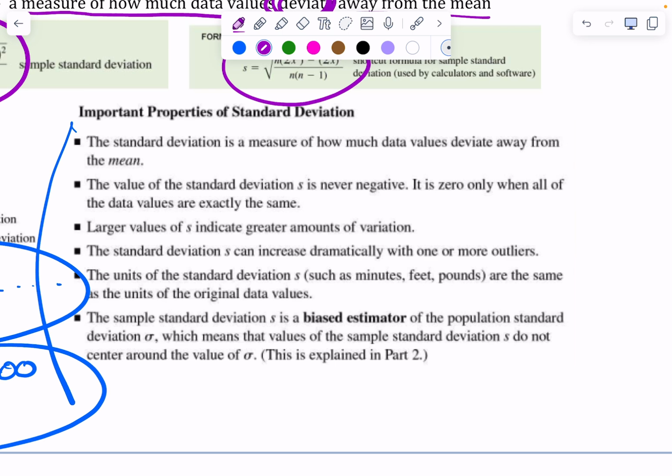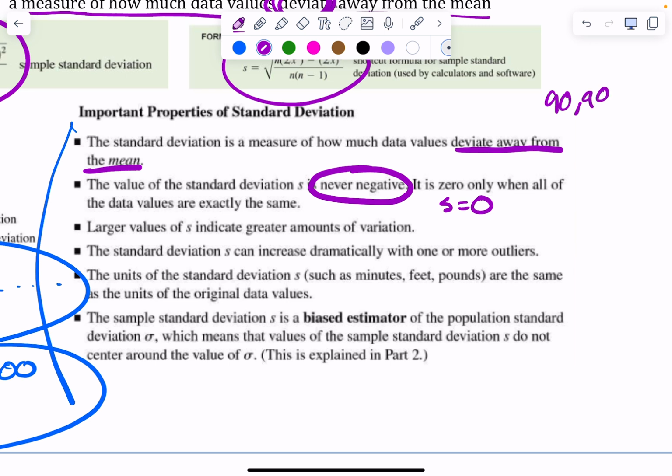The standard deviation is a measure of how much the values deviate away from the mean. Underline that. Deviate away from the mean. The value of the standard deviation is, circle this, never negative. Your standard deviation is never a negative value. You can have your standard deviation be 0. What does that mean? None of them deviate. All of them are the same. So if you have all 90s in your PowerSchool, that would have a standard deviation of 0 because it's not deviating at all. Your average would be 90, no deviation.